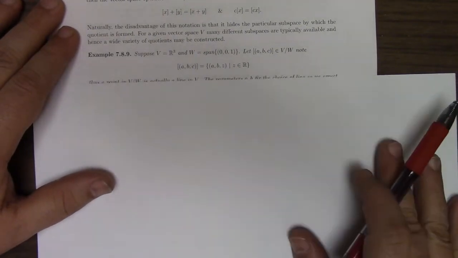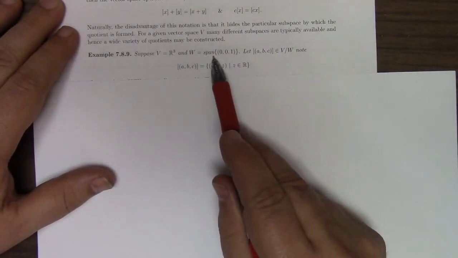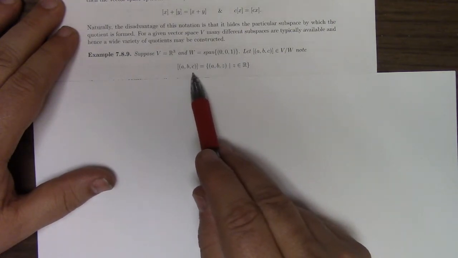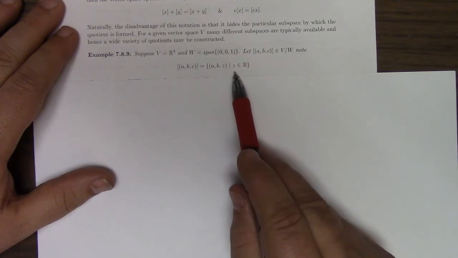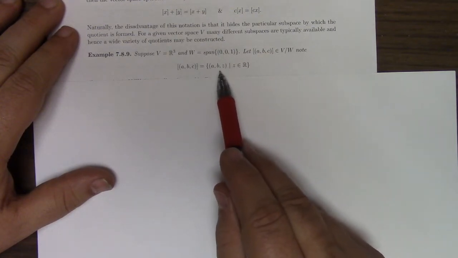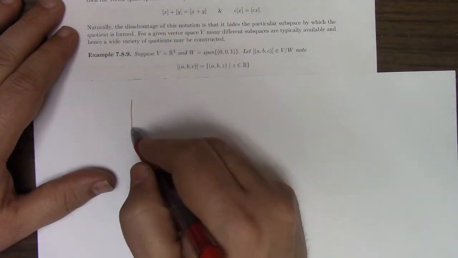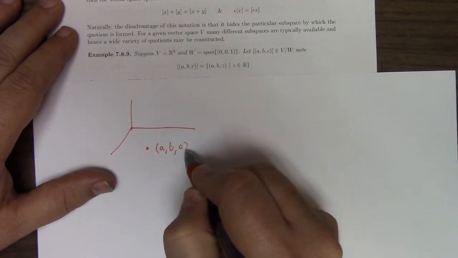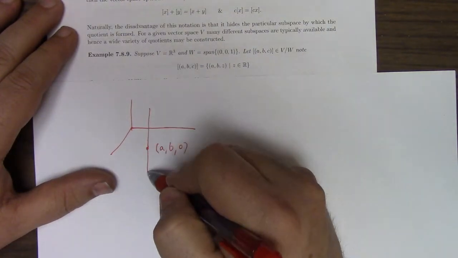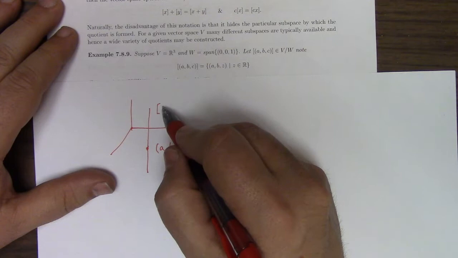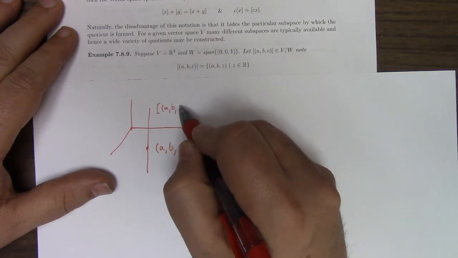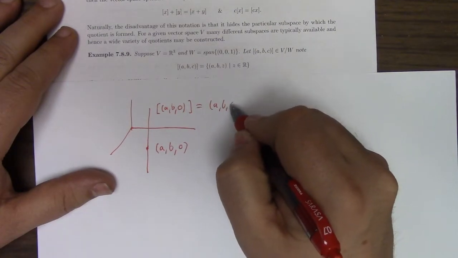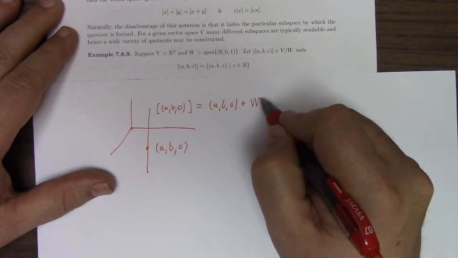If we look at R3 with W being the z-axis, then the cosets are actually vertical lines. You could picture them like this: here's the point a, b, 0, and the coset is like this stalk through there. In other words, it's (a, b, 0) plus W.